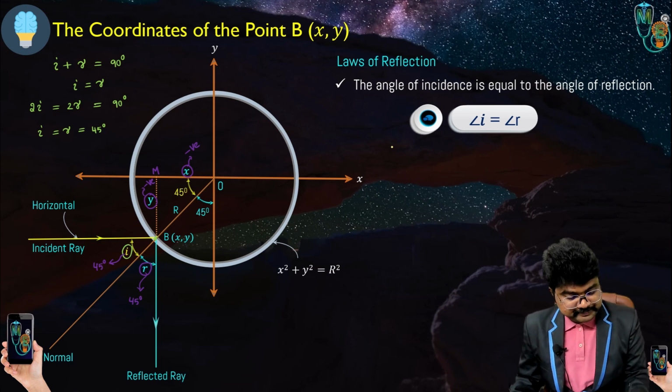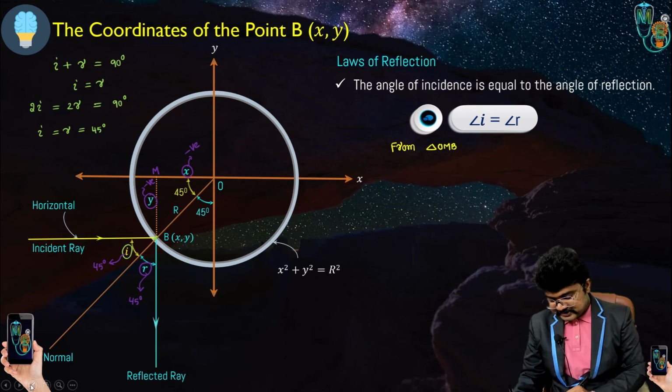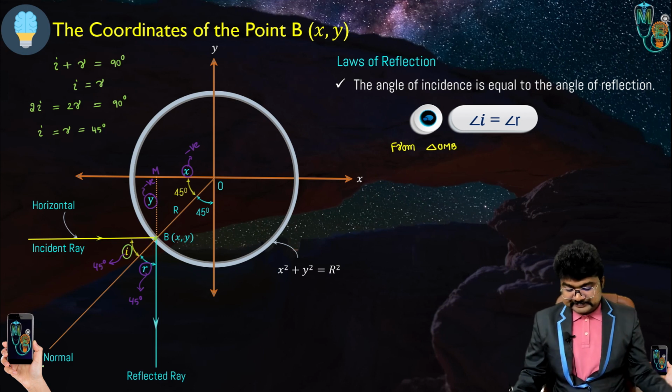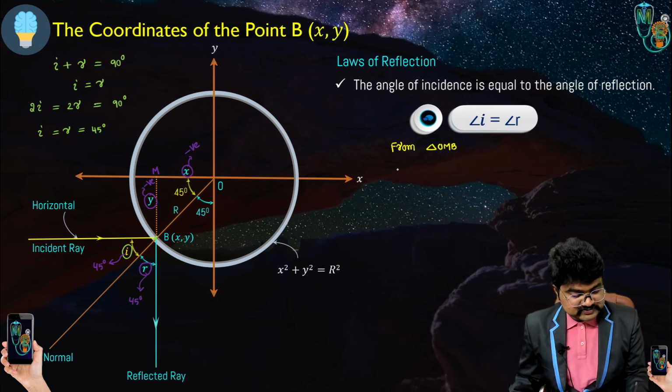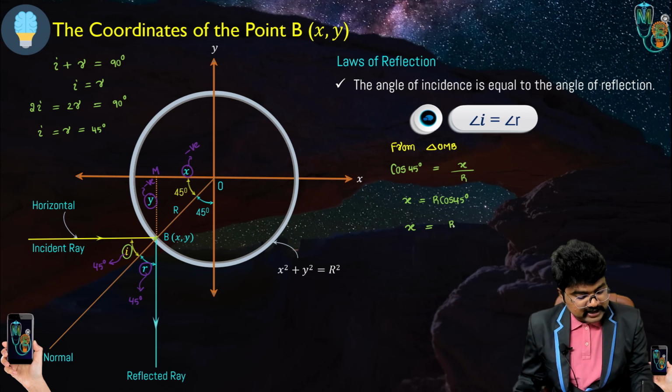Here from triangle OMB, now tell me how much you are getting? To get X, cos 45 how much? This same way you will be calculating. Cos 45 degrees equals X by R. X equals R cos 45. X equals R by root 2.